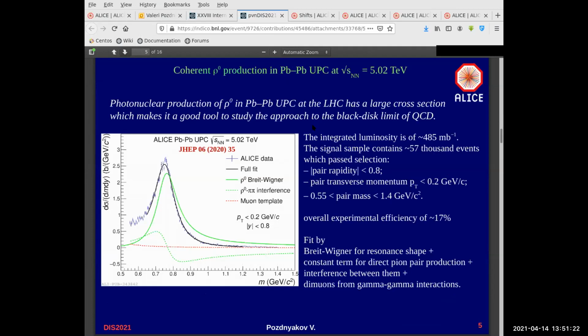So the motivation of this study is that the cross-section of rho-zero production is so high that we can move to study the approach of the so-called black disk limit of QCD. So we collected something like 60,000 reconstructed events which pass the criteria that both particles are in the central domain, with balanced transverse momentum of these two particles, and the overall experimental efficiency is quite high for this kind of events.